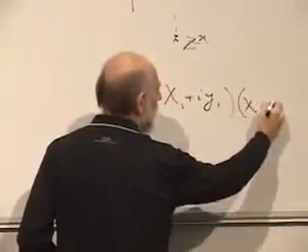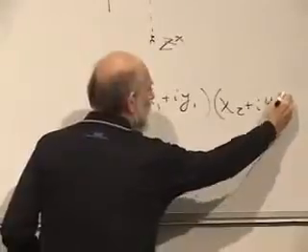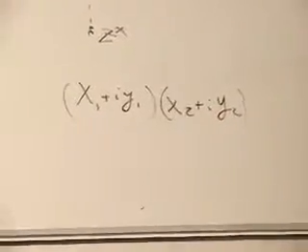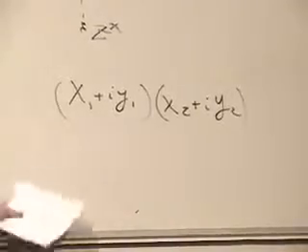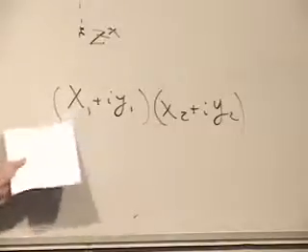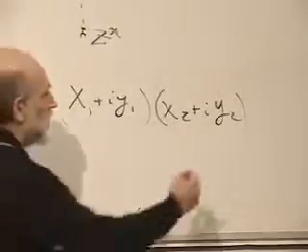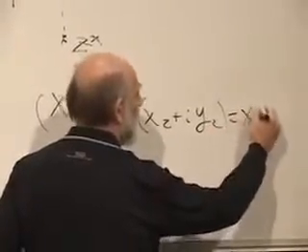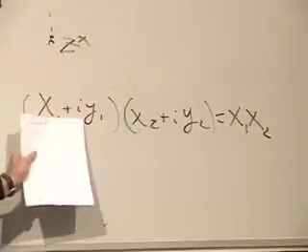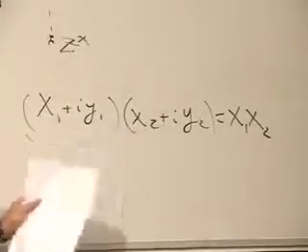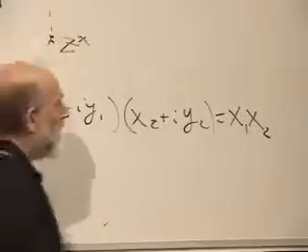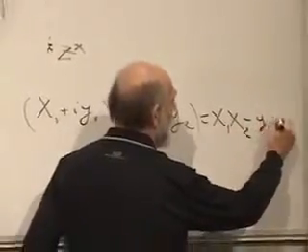z2 is x2 plus iy2. We multiply these together just to do it once. x and y are both real. x1 times x2 is x1x2. That's real. We have also another term in the real part that's y1 times y2, but it has a minus sign because i times i is minus 1. So that's minus y1y2.